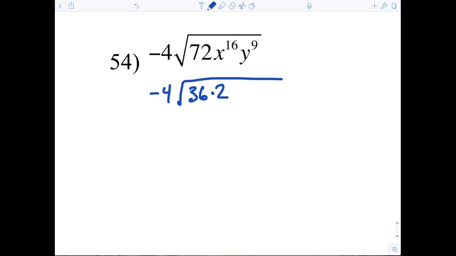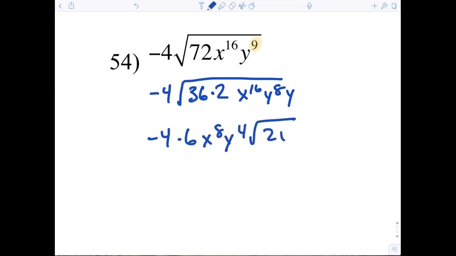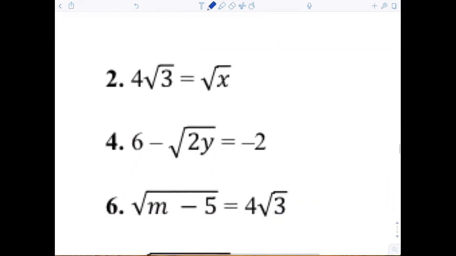All right? And then x to the 16th, y to the 8th, and y. I use this on the test a lot because most people think the square root of 9 is 3, but you can't divide 9 by 2. So now, -4 times 6, x to the 8th, y to the 4th, 2y. -24, x to the 8th, y to the 4th, square root 2y. Is everybody okay with that? Everybody okay? All right. Okay, now I'm good.